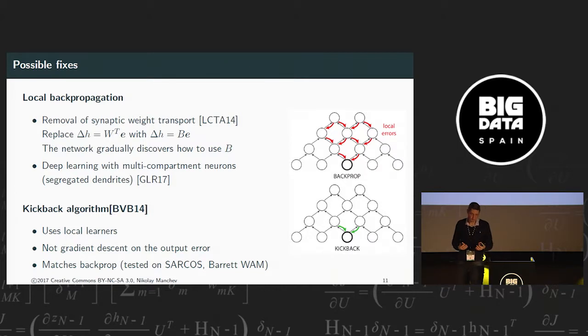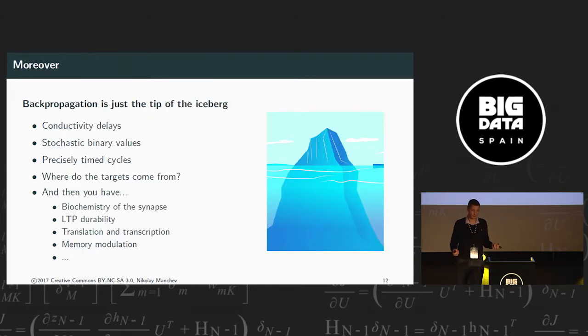These approaches work, and they perform well, but what I'm trying to say is that they're just the tip of the iceberg, because it's not just backpropagation. We have many other mechanisms in the human brain that we don't actually mimic in neural networks. Things like conductivity delays or stochastic binary values. Our brains don't operate on continuous variables and differentiable functions, unfortunately.